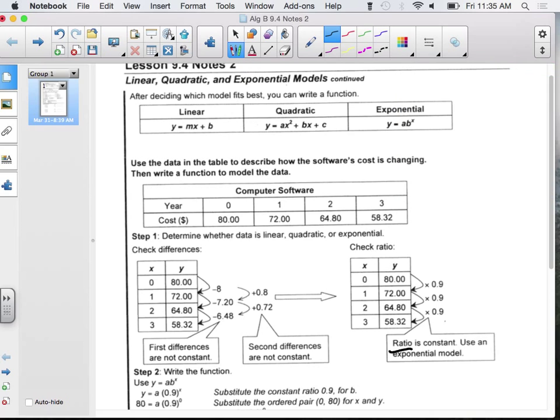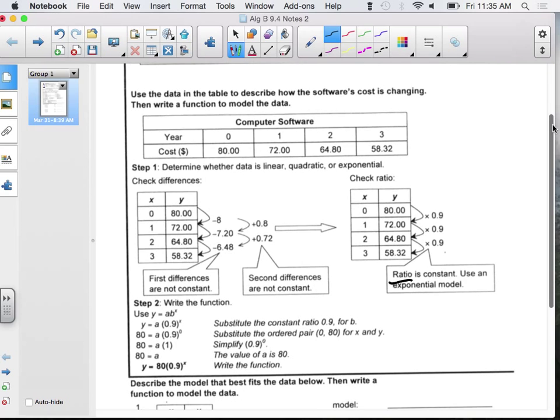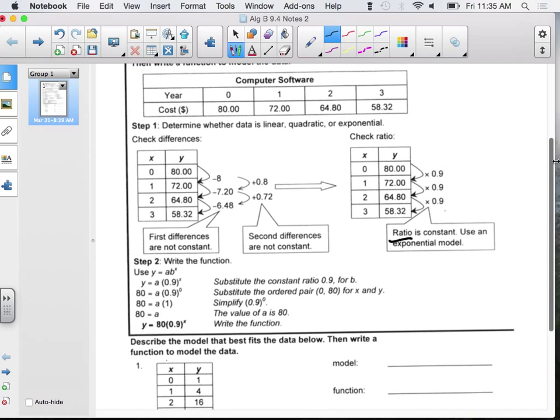So, why did that happen? Okay. So, we're just going to move on to this little example. Use the data in the table to describe how the software's cost is changing, and write a function to model the data. So before we even do anything, what's happening to the cost as the years go on? Going down, right? So we can say that right away.